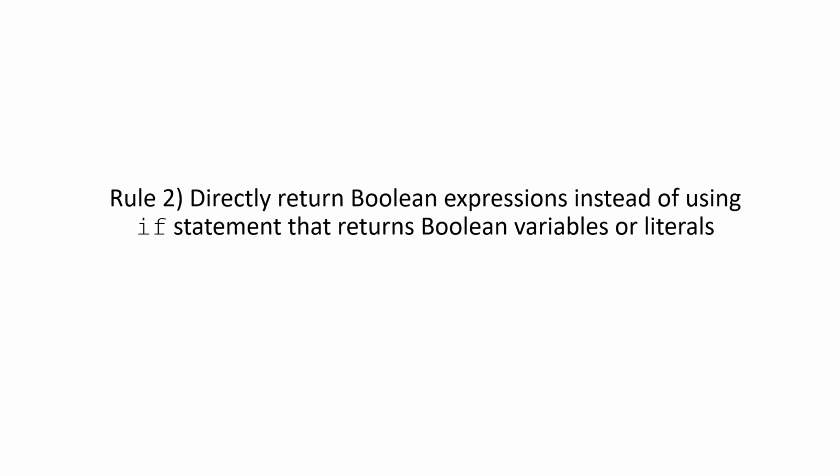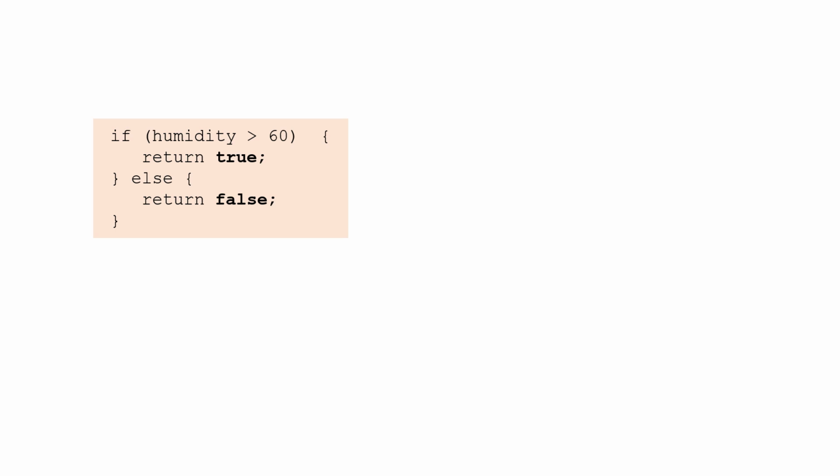Now let's talk about the next rule, which is about directly returning Boolean conditions when we have an if statement that returns Boolean variables or Boolean literals. Here is a code example that we can apply this rule to. We have an if statement that always returns Boolean literals. Sometimes it returns true based on the condition, and sometimes it returns false.